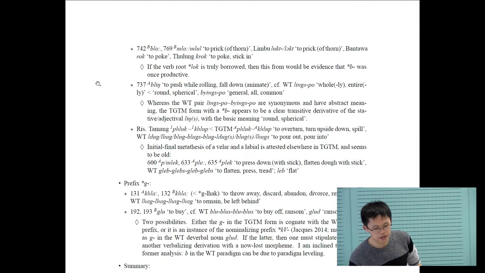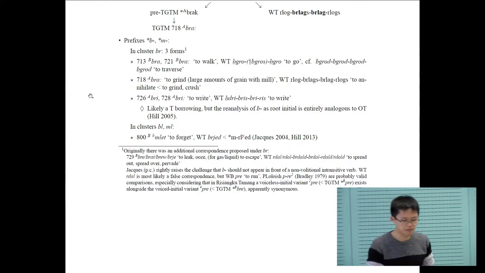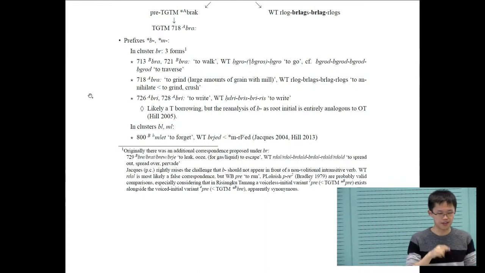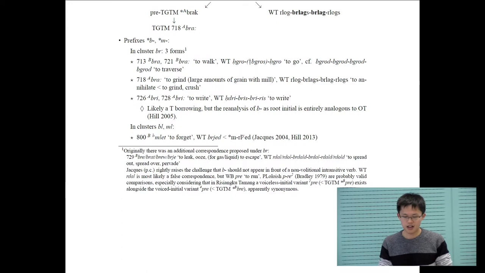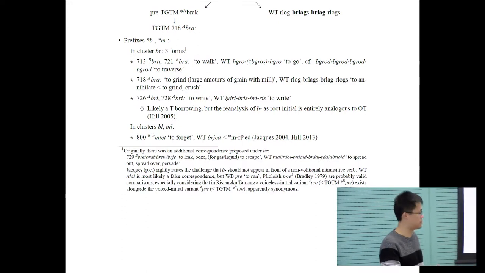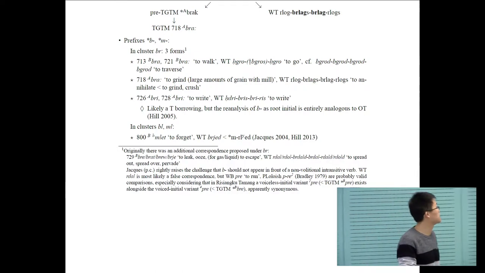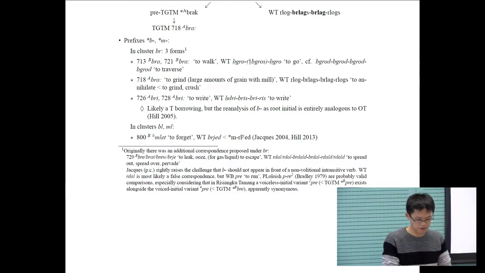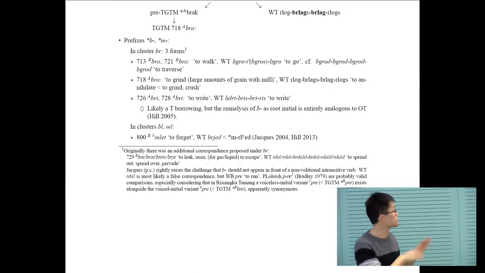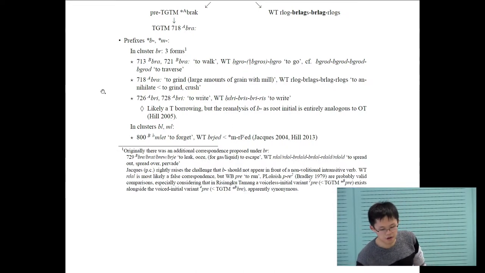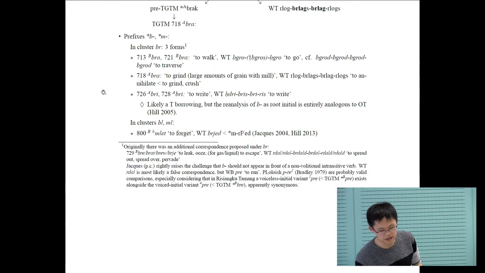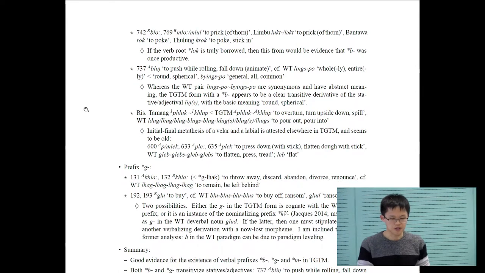Okay, so with bla and mla clusters involving an L medial, we have to forget. We have mlet in TGTM. In written Tibetan, you have the same word with the same meaning, brjed, which is reconstructed to mrled. So this is actually a perfect cognate. Here's an interesting one, mlo, to prick.